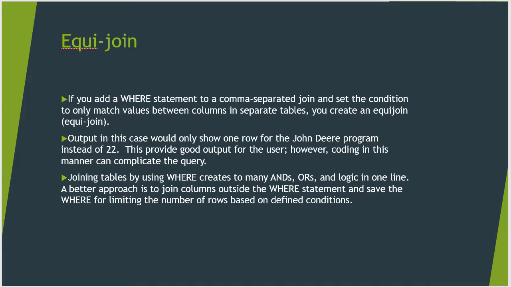So if we reran the previous query and added a where statement and say where college ID equals college ID in the second table, the output would show only one row for the John Deere program instead of 22, because the John Deere program is only matched with the ID for ASU BB, not the other 21 colleges. So now we actually have some code that would give meaningful output to an end user.